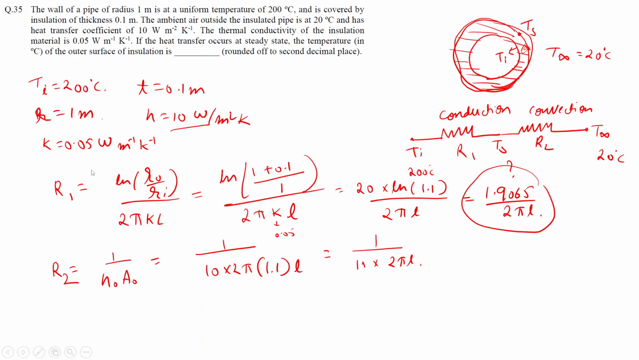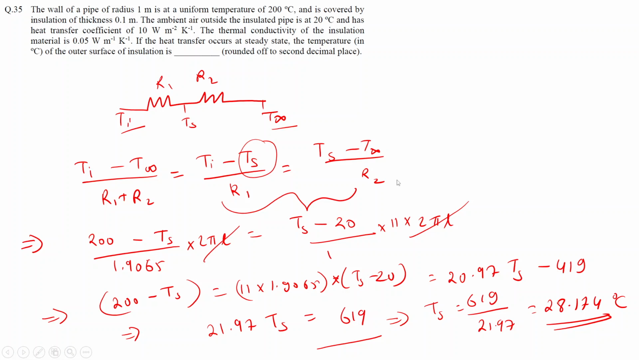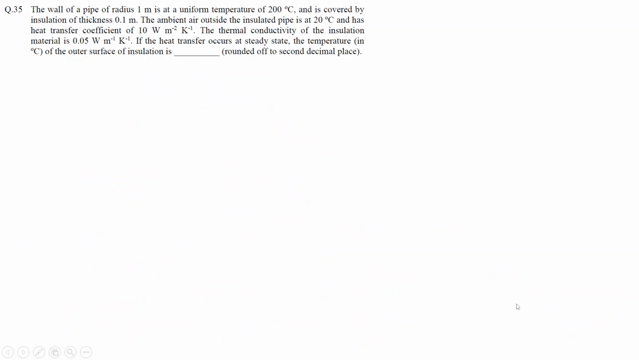So this is the formula for conductive resistance for a cylindrical system. You can remember this formula, and for convection it is straightaway easy to calculate. And then we just draw a temperature resistance diagram, and then equated this equation to find the temperature at the outer surface of the insulation.